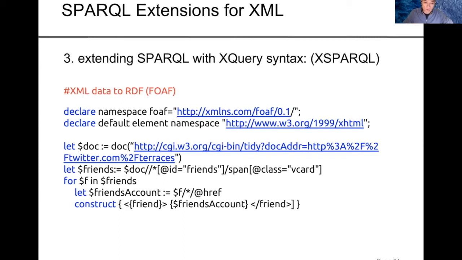So thereafter we can extract the information from the document and construct the result form as we need it, right? So for each friend in the friends, and let the friend's account equal the hyperreference to which is a sub element, which is a descendant of the FF. So, and thereafter we can construct our XML document. Now, it's an XML element. Then we can return it to the user.